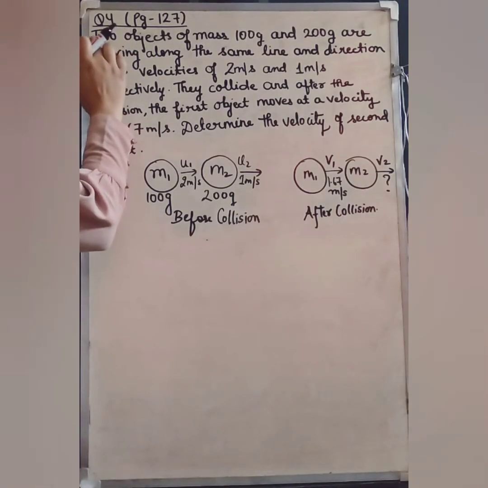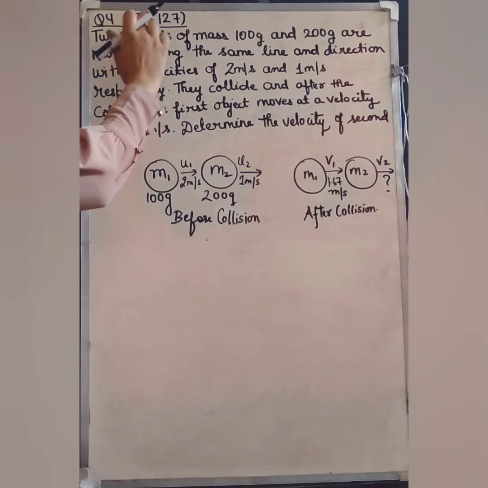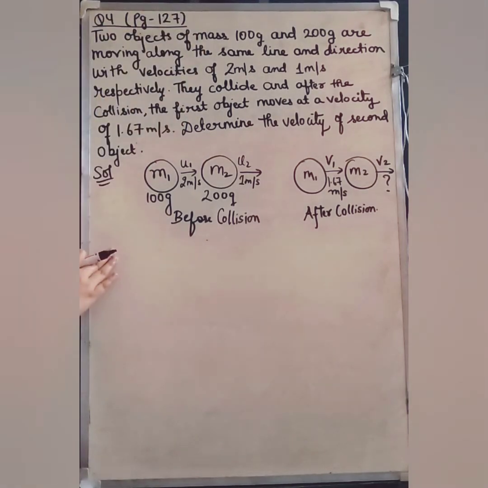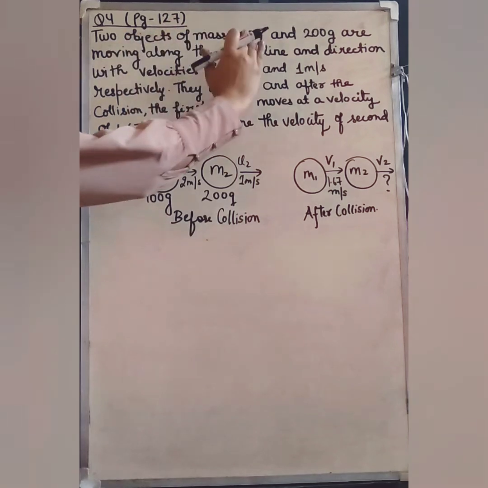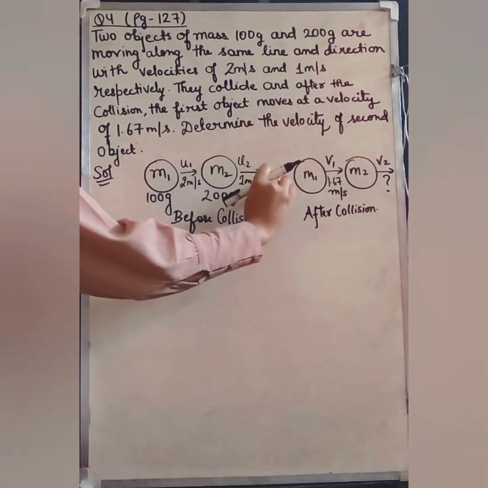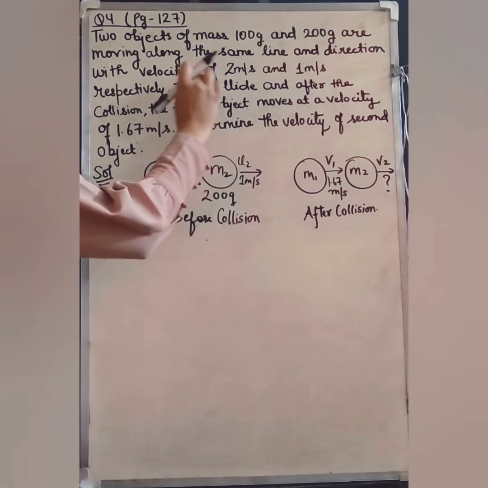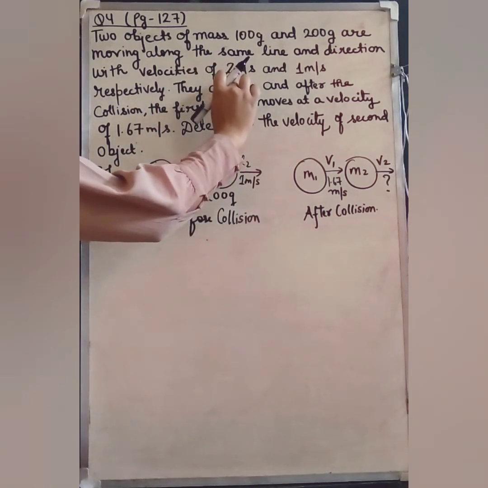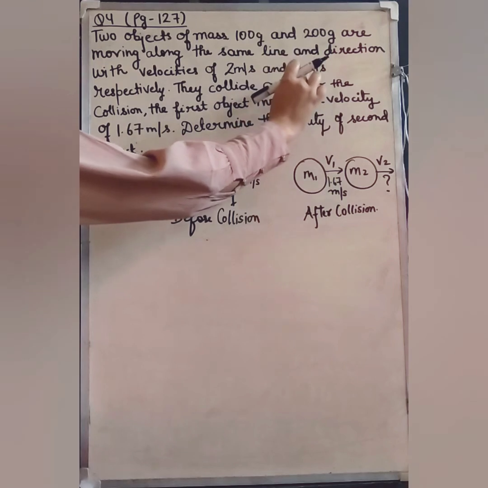So let's start with the numerical part now. So beta, this is question number 4 of page number 127. In this question, there are two objects of mass 100 gram and 200 gram. They are moving in a straight line and the velocity of the first body is 2 meter per second and the velocity of the second body is 1 meter per second.